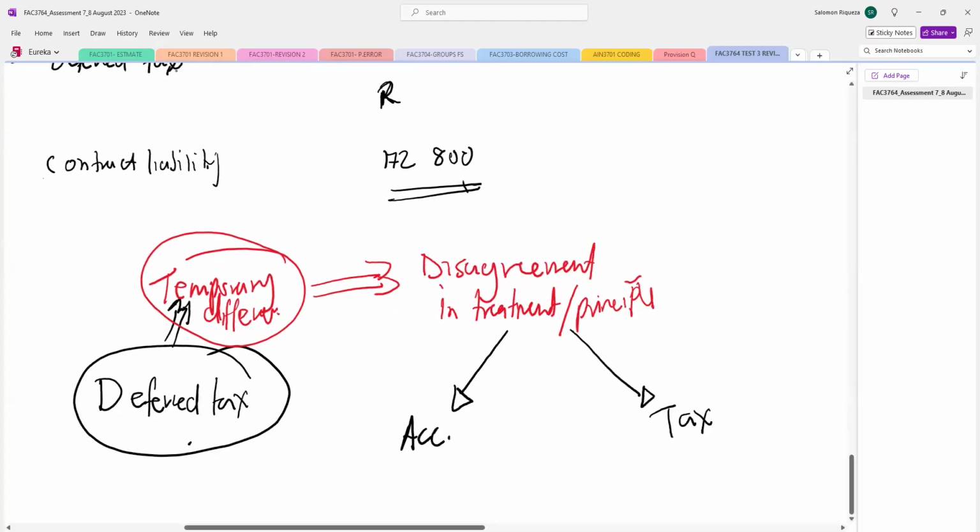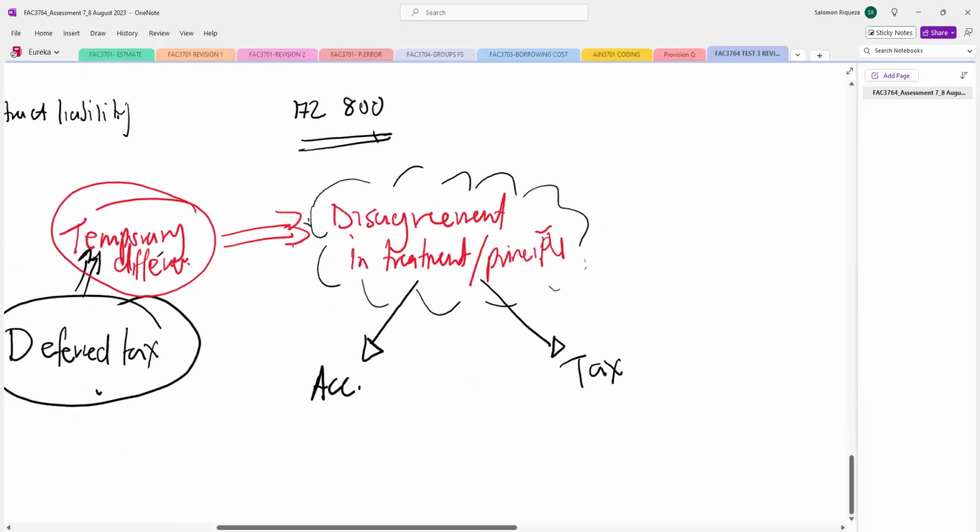Okay, so for us to have this, we start here. This is our starting point. This is where the problem begins. It creates a temporary difference. From there, we can calculate deferred tax. So we are now dealing with changing accounting policy, whatever.